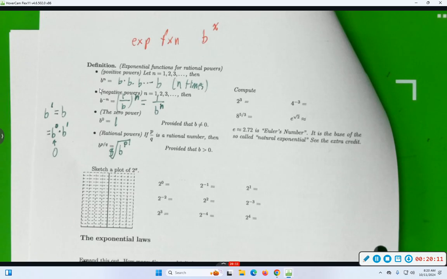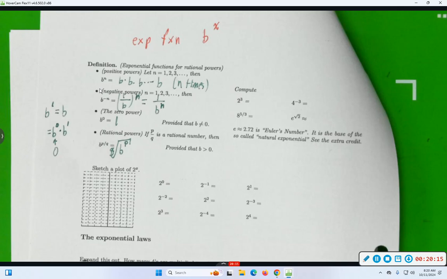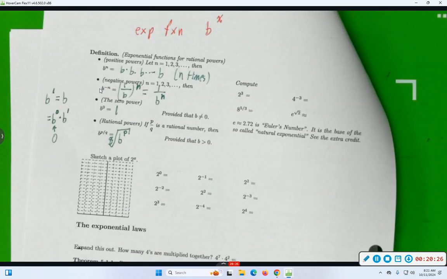So, let's use this to make some computations. Some of these we'll be able to do on the nose, some of them not. I think all but that last one we'll do on the nose. So, what should 2 to the power 3 mean? I want two answers: what it means, and the number it's equal to. So what does it mean?